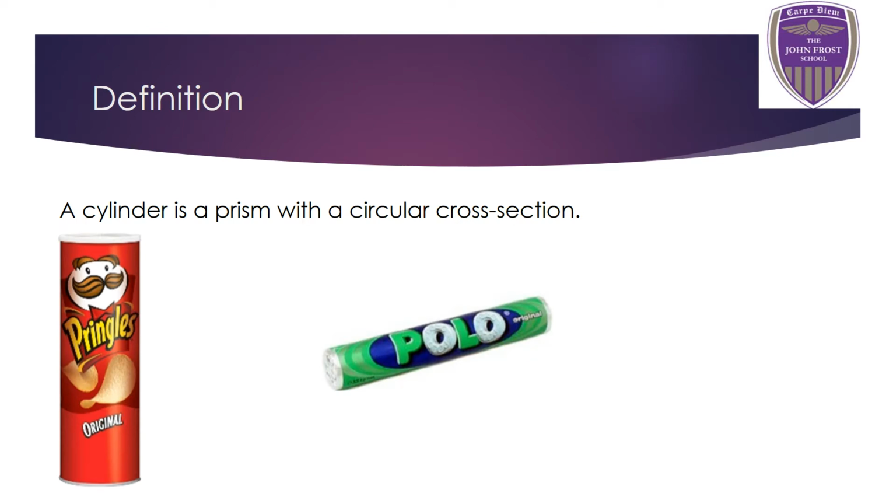Now, a cylinder, we should know, is a prism, but the cross section, the flat face of the shape, is a circle. So with these Polos, the flat bit there is a circle, and this can of Pringles is also a cylinder because if you look at the top, you would see a circle. All right. These are called cylinders instead, though.